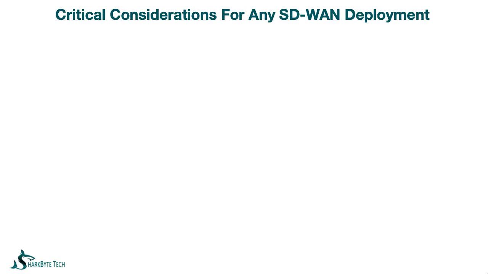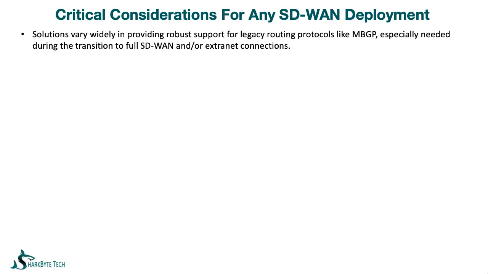So let's start to wrap things up with some things you really need to think about as you're looking at implementing SD-WAN. So we've mentioned this before. Robust legacy routing protocol support is a crucial capability for any SD-WAN. This has been overlooked in more than one implementation, I could tell you, but it is crucial.